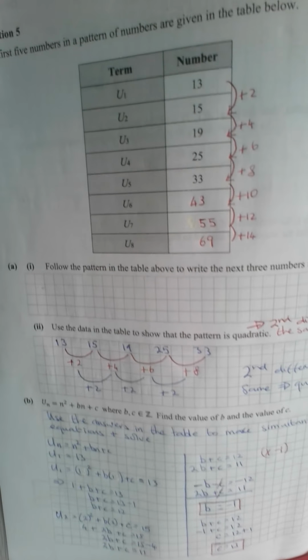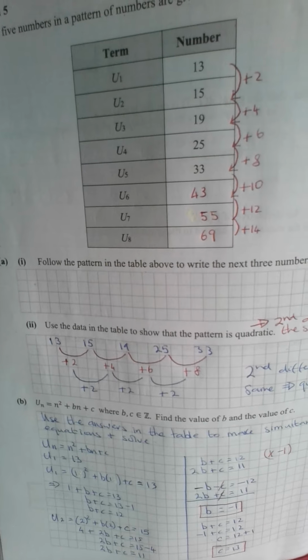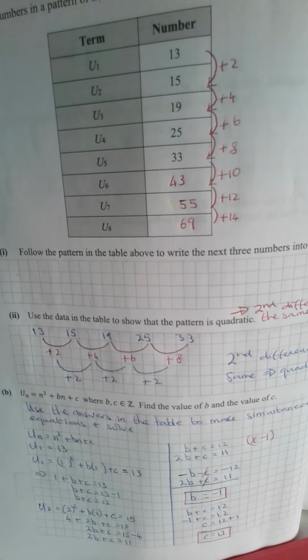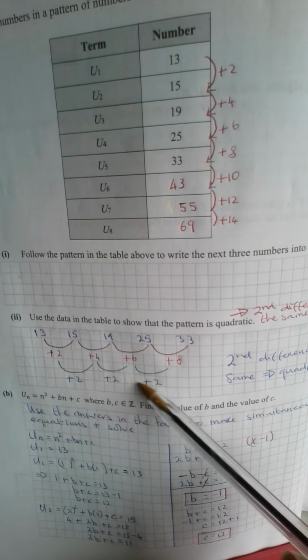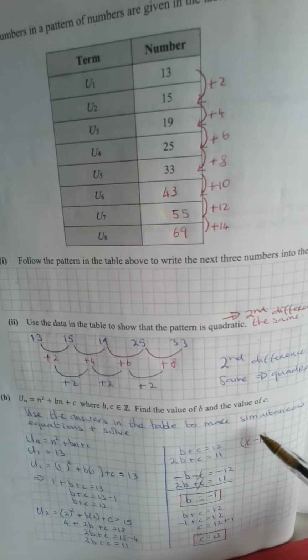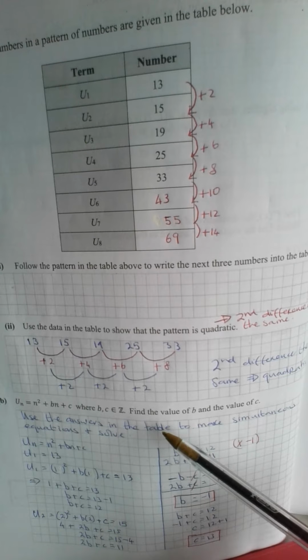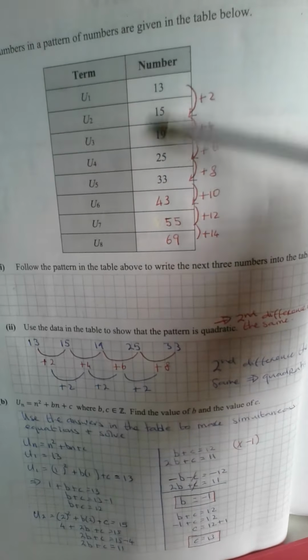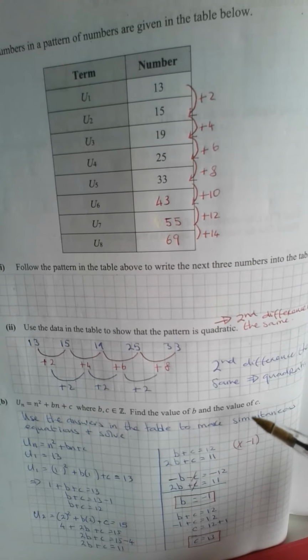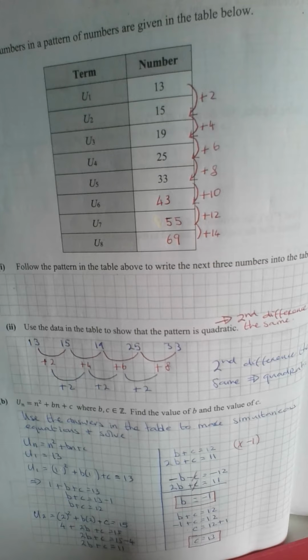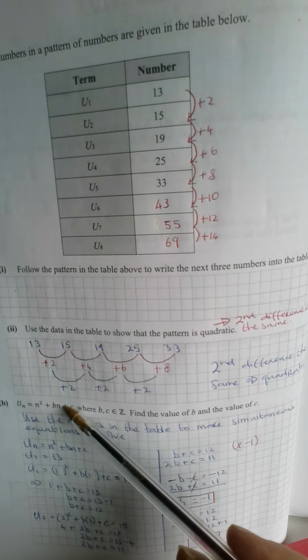Part B. The u of n is equal to n squared plus bn plus c, where b and c are elements of the integers, Z. Find the value of b and the value of c. So we've done a couple of these already. Use the answers in the table to make 2 equations, and then we're going to use simultaneous equations to solve.